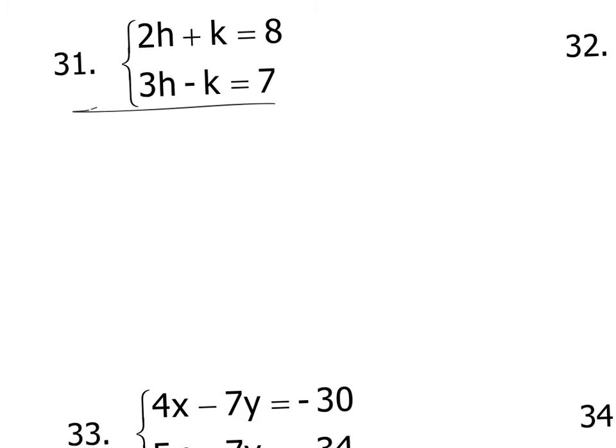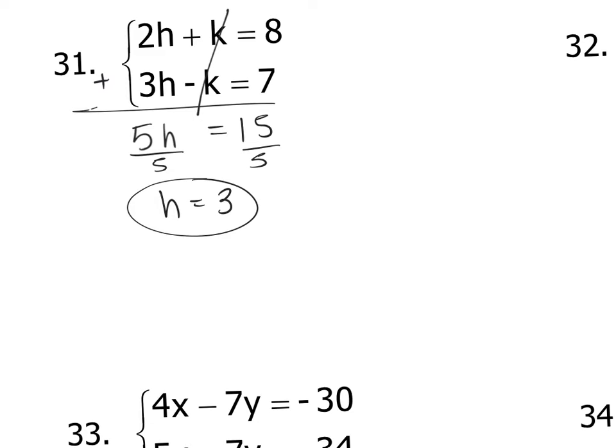So if I add these two together, these k's will eliminate or cancel each other out. On this side, I have 2h plus 3 more h, so that's 5h total. Again, the k's are gone, and they equal 8 plus 7, that's 15. If I just divide by 5, I know that h then is equal to 3.